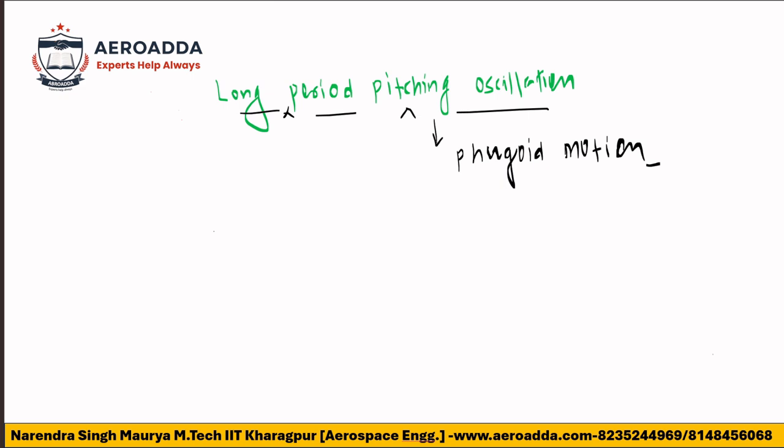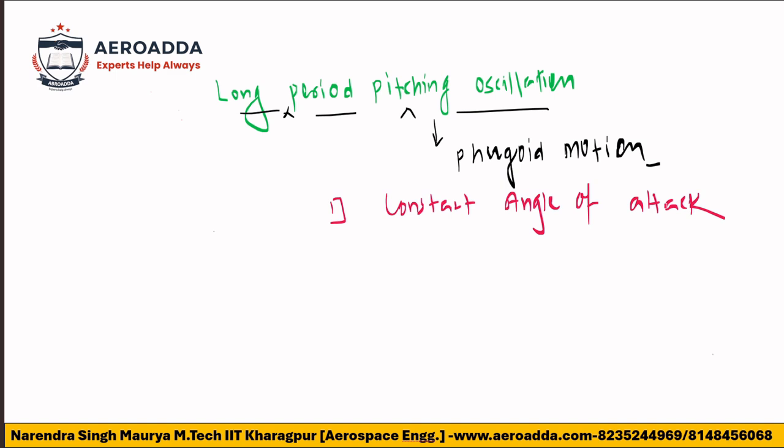What is happening here? Just write down the outcome, then we'll go. The outcome is that here we have a constant angle of attack. Please remember constant. I will show the diagram also. Constant angle of attack. The angle of attack will be constant here. The phugoid is nothing but long period pitching oscillation, but in this case the aircraft has a constant angle of attack.